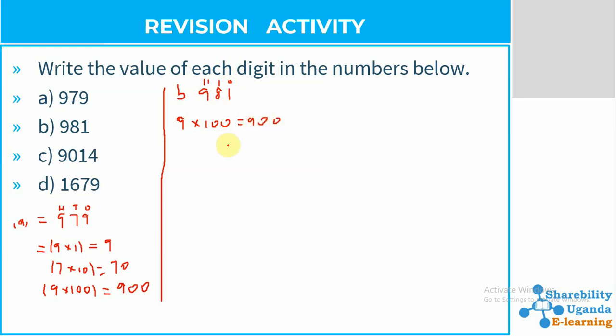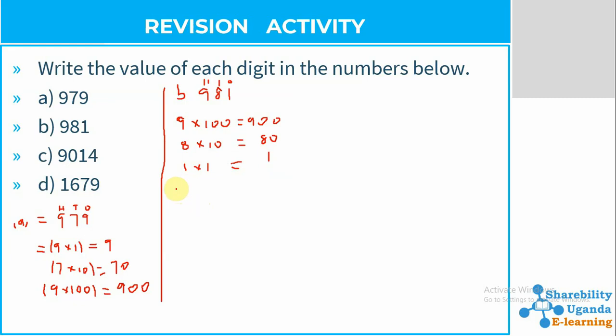900. Then our 8 times 10, we shall come up with our 80. Then also we come up with our 1 times 1s, so here we shall come up with our 1. So we have now been able to find out the place value of each.